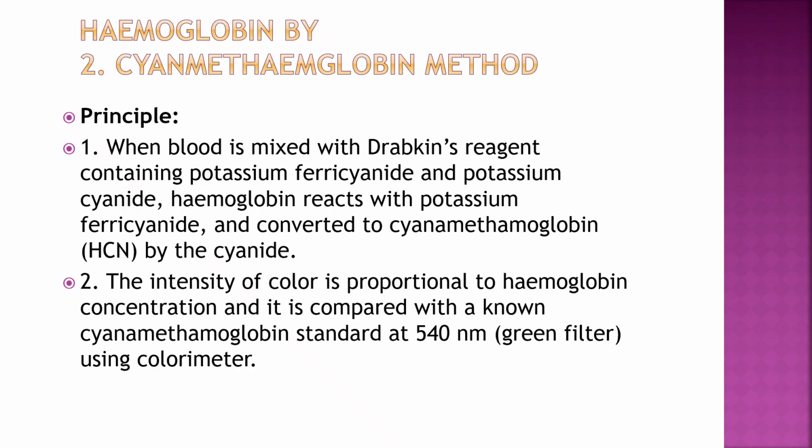The principle is, when blood is mixed with Drabkin's reagent, which contains potassium ferricyanide and potassium cyanide, hemoglobin reacts with potassium ferricyanide and gets converted to cyanmethemoglobin by cyanide. Then the intensity of that color is proportional to hemoglobin concentration, and it is compared with a known hemoglobin standard, that is cyanmethemoglobin standard, at 540 nanometer, that is green filter used in the colorimeter.